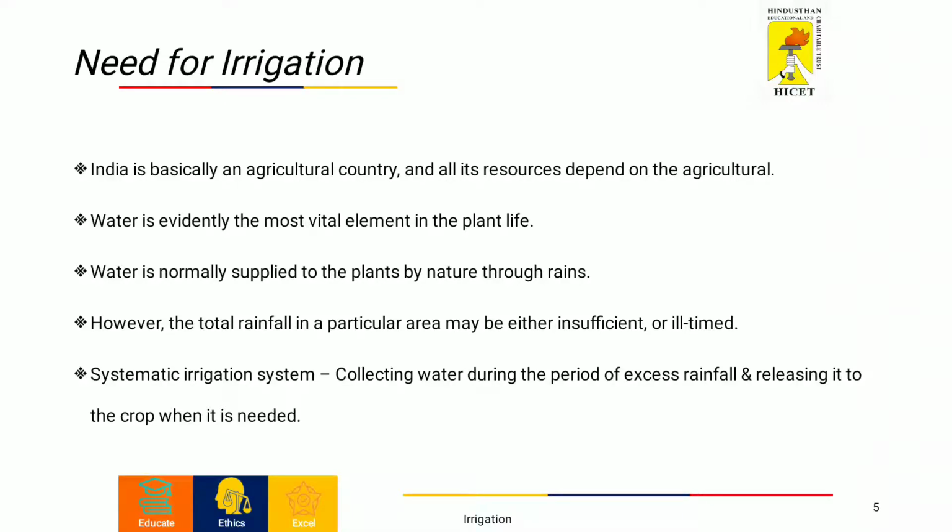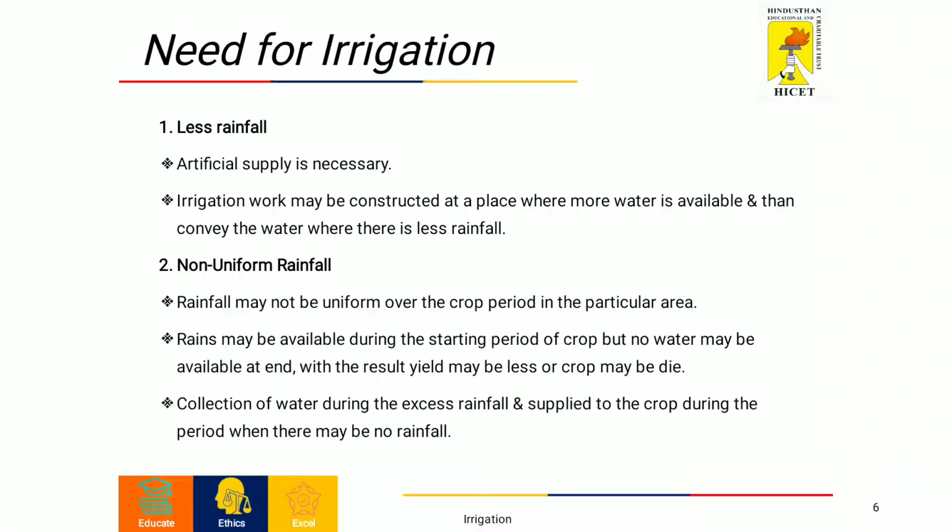So in order to prevent that condition and to improve the quality of the crop, there comes a need for irrigation. There is an irrigation system called systematic irrigation system, which involves collecting the water during the period of excess rainfall and releasing it to the crop when it is needed. Now we will broadly discuss the need for irrigation.